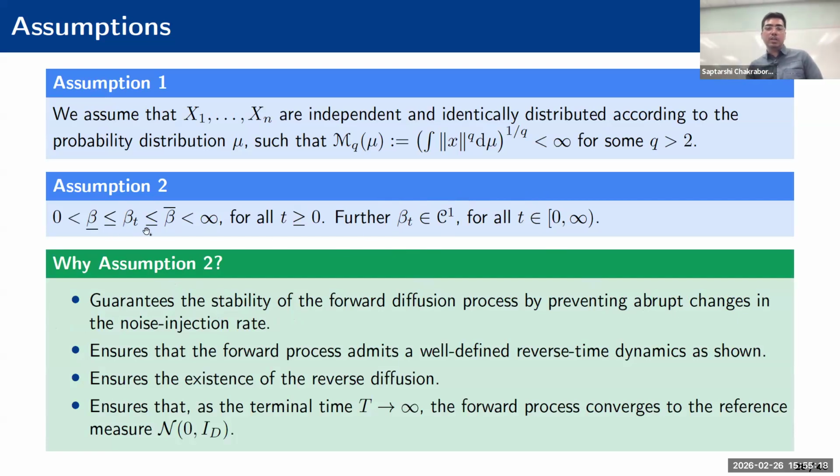And this assumption is also a sufficient condition to make sure that the reverse process exists and it admits the corresponding reverse stochastic differential equation. This also helps us ensure that as the terminal time capital T goes to infinity, the forward process converges to the Gaussian distribution on capital D dimensions.